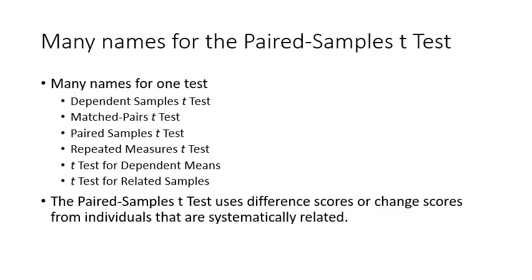We have a lot of different names for the paired samples t-test. It's sometimes called the dependent samples t-test. I think that's the name of the chapter in your book. The matched pairs t-test, the paired samples t-test, the repeated measures t-test, the t-test for dependent means, the t-test for related samples. All of these are names for the paired samples t-test, and we're just going to call it the paired samples t-test. So it just uses difference scores or change scores from individuals that are systematically related. So let's look at what this means.